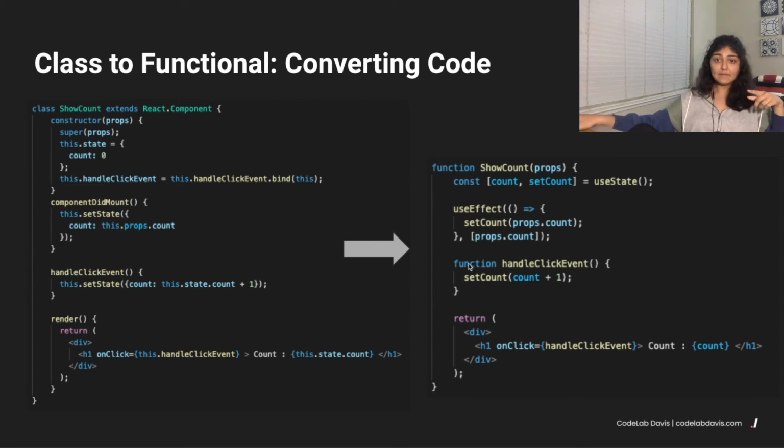We have an inline function that does the same thing as handle click event. And instead of doing our long this.state.count plus 1, we can just do count plus 1 because we have access to this variable. And for our JSX code, we can call our function without any this, and we can just display our count very beautifully.